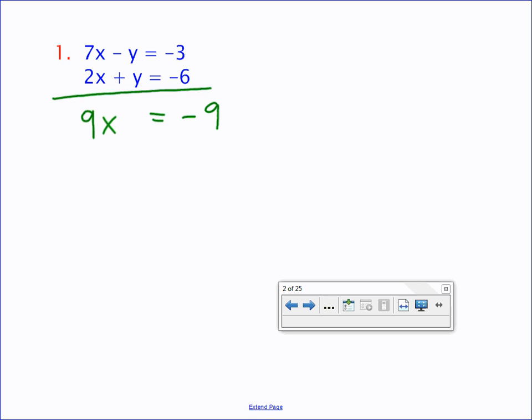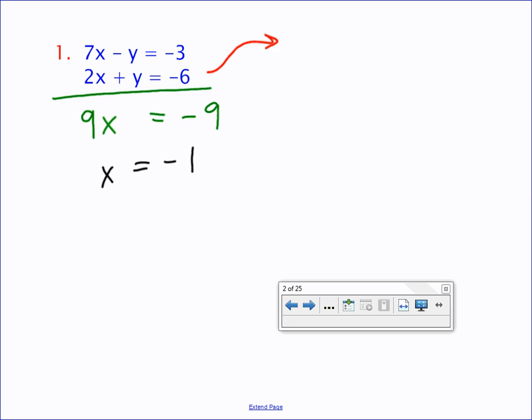So it looks like we can finish this out through division. I'll get x equals negative 1, and I'll go back into either of my originals. It looks like that bottom one has a positive coefficient on the y term, so I think I'll use the second equation. Does it matter? No, you could have used the first equation, right? Either equation is going to work.